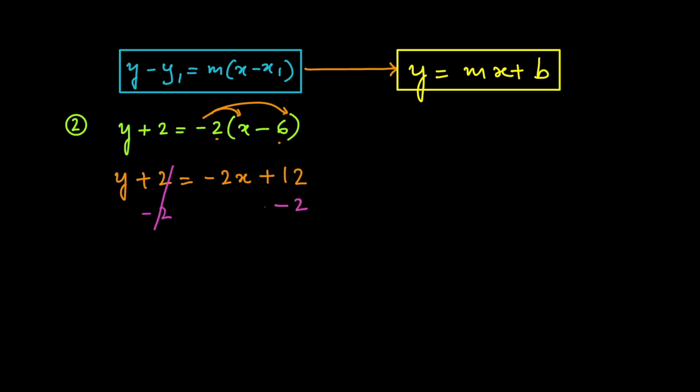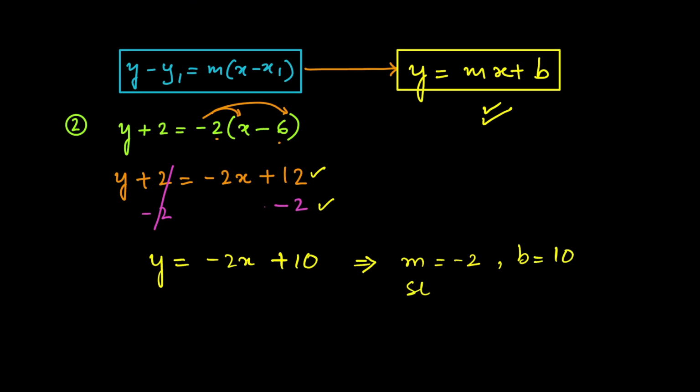So this 2 goes away, and we are left with y equals minus 2x, and 12 minus 2 will be plus 10. So if we compare it with this one, from here we can write that m is minus 2 and the y-intercept is 10. So this is the slope here, and this one is the y-intercept.